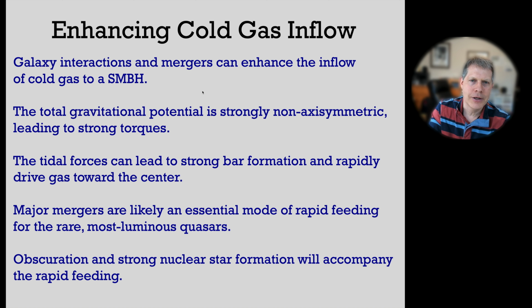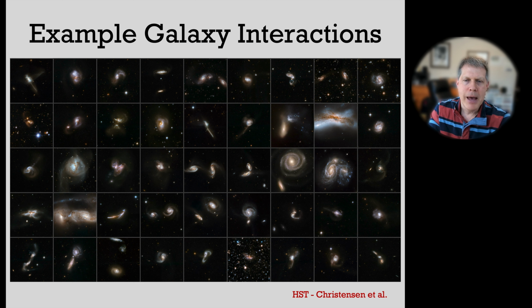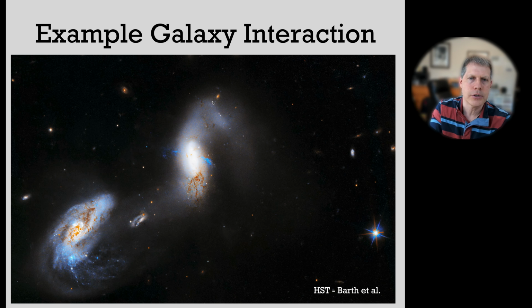Just to appreciate this total gravitational potential being strongly non-axisymmetric, you can just look at images of galaxy-galaxy interactions. Here's a nice one where these galaxies are yanking upon each other in pretty clearly a non-axisymmetric way. Here are many other beautiful examples, imaged with the Hubble Space Telescope, of galaxy-galaxy interactions, and how they produce strongly non-axisymmetric potentials capable of driving the formation of bars and the funneling of matter down close to the supermassive black hole.